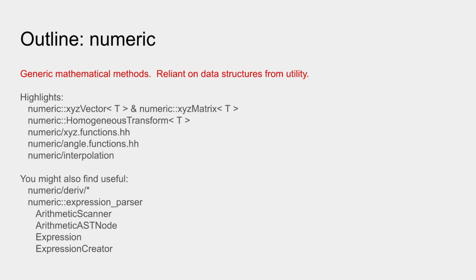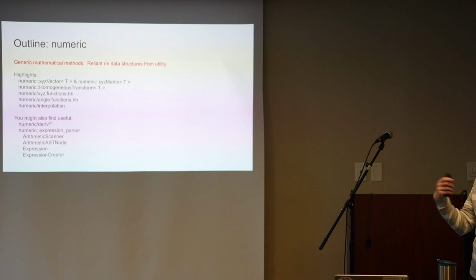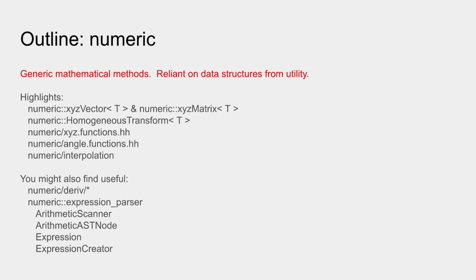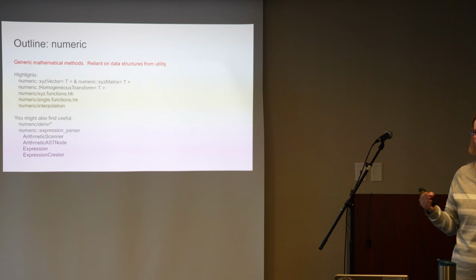Numeric, second layer. Generic mathematical methods that rely on the data structures from utility. So you have, for example, XYZ vectors. You'll be implementing a lot of XYZ vector ones and stuff like that. Homogeneous transform, we're going to talk about that. You have the XYZ functions, angle functions, interpolation, the derivatives, and other things. There's a lot of stuff in there. We're only going to be touching things that you will see a lot.